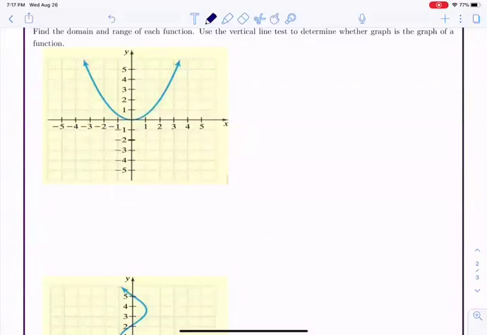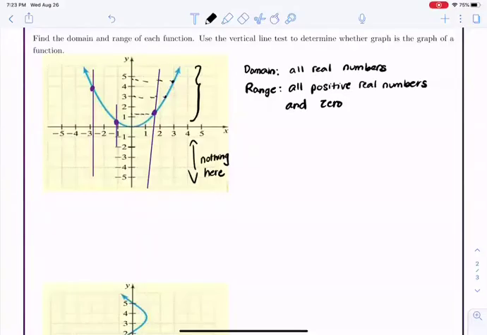So before getting to the concept of domain and range, what we've done here is we drew 3 vertical lines, then we identified the domain and the range. The domain would be all real numbers, the range all positive real numbers, and 0, because 0 is neither positive nor negative. And we came to the conclusion that the range would be all positive real numbers because we saw nothing over here.